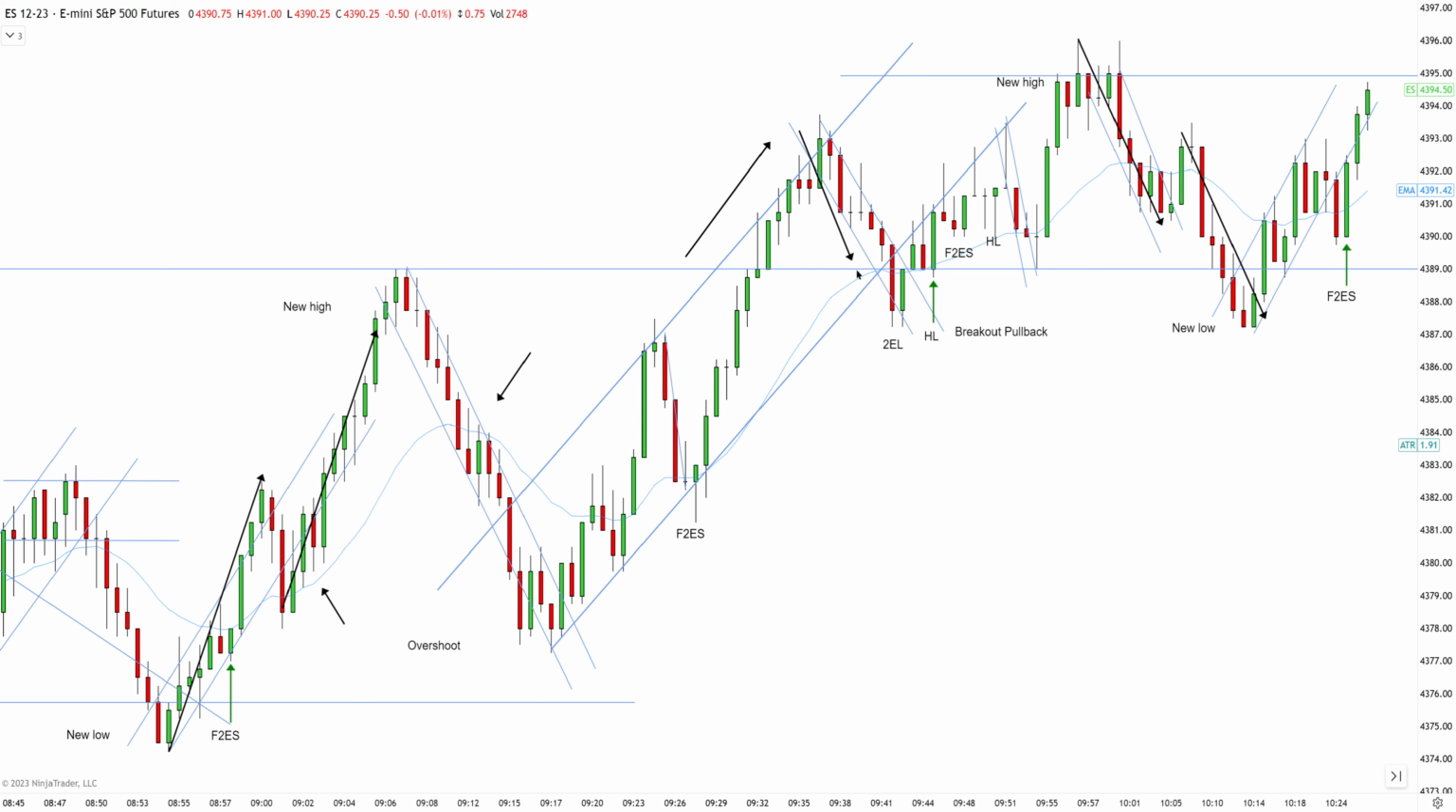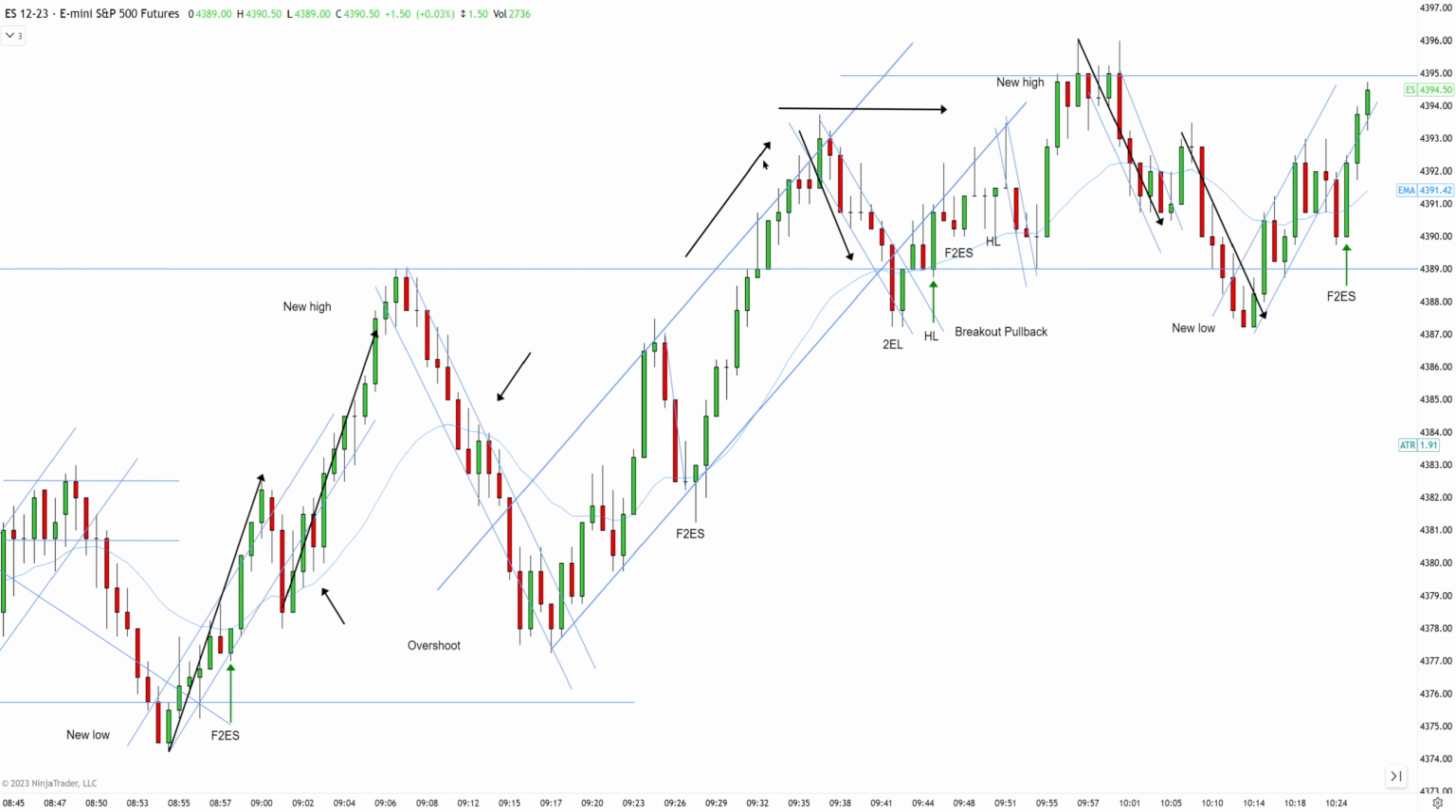You want to see the resistance transforming into support, which it did here. After the second entry long, price action pushed above the EMA, and then we had a high-low confirmation setup of the second entry long above the EMA, and this is confirming that the resistance is now acting as support. Buyers are stepping into the market.